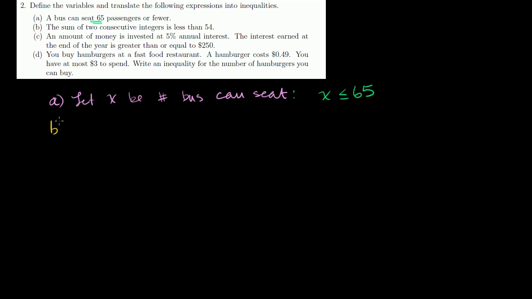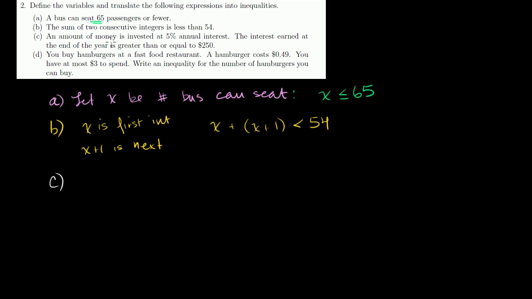B, the sum of two consecutive integers is less than 54. So if you say x is the first integer, and then x plus 1 is the next, they're saying the sum of these two is less than 54. So x plus x plus 1 is less than 54. And if you actually wanted to figure out what x is, what the first integer is, you could just solve this inequality.